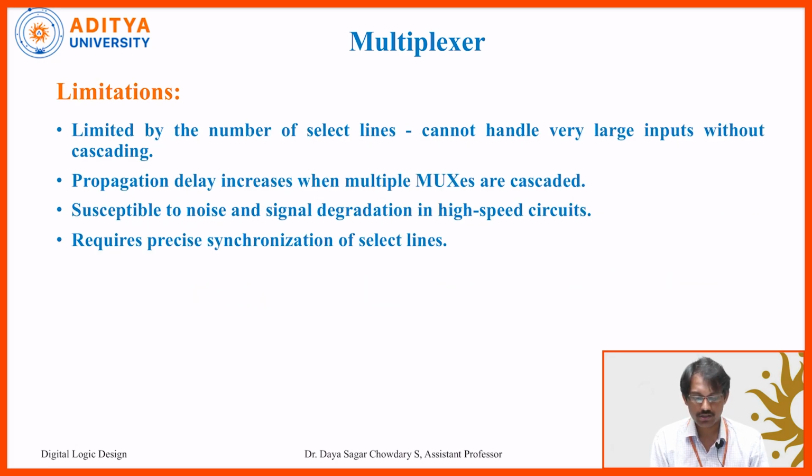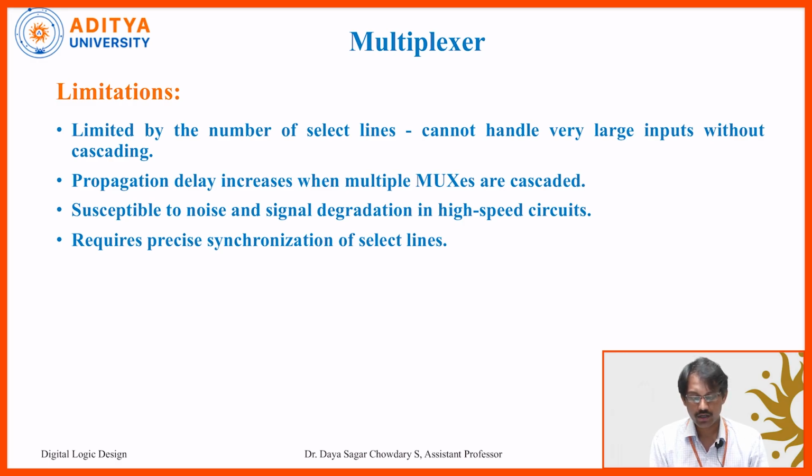Coming to the limitations, it is limited by the number of select lines and cannot handle very large inputs without cascading. That means we cannot construct 128:1 directly. So we can convert that 128:1 into multiples of 8:1 multiplexers. The 128:1 multiplexer has the most complexity, so we can reduce it to smaller inputs, that means 8:1 multiplexer or 4:1 multiplexer, with the help of some logic. And propagation delay increases when multiple multiplexers are cascaded. So this is what happens.